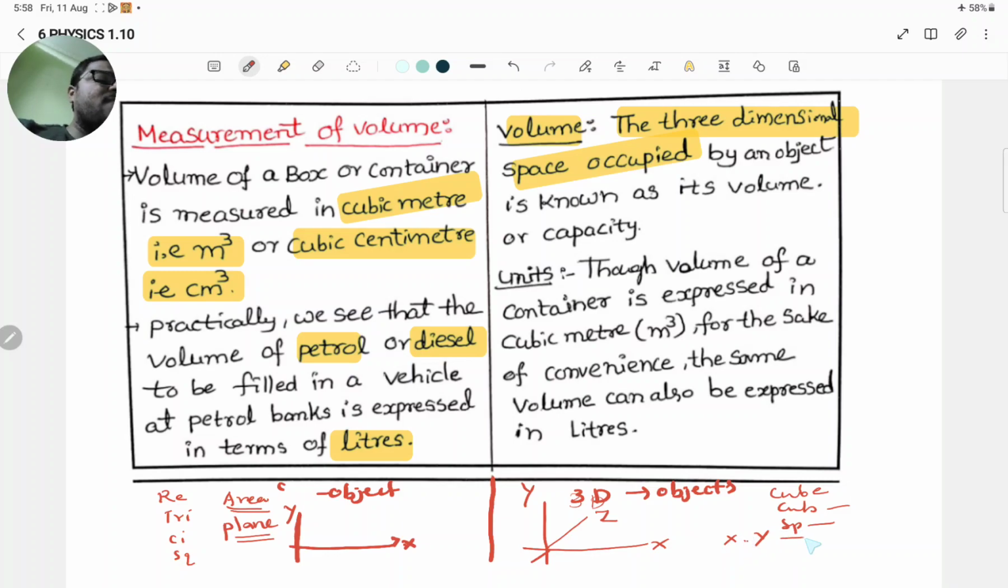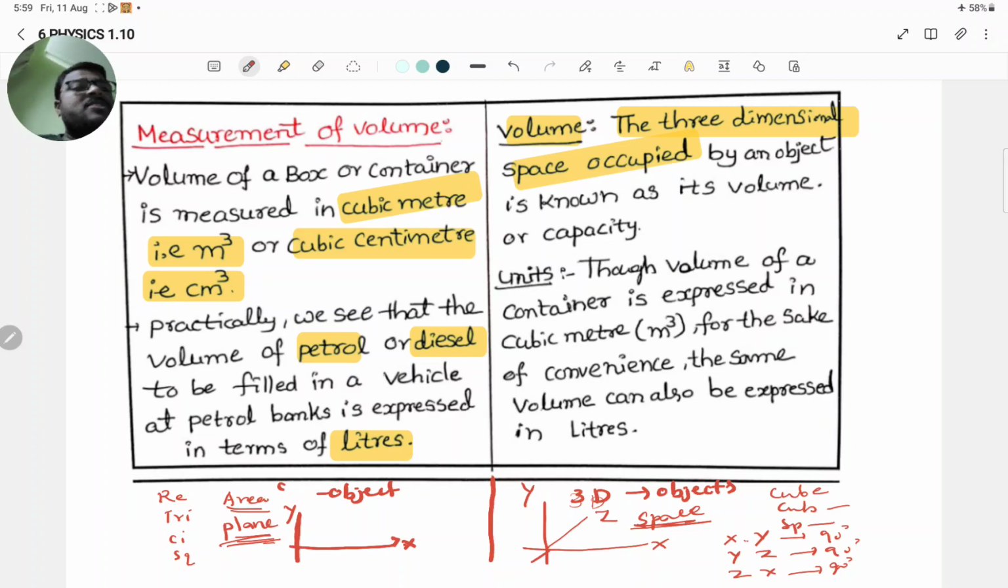The angle between the x axis and y axis is 90 degrees. The angle between y and z is also 90 degrees. The angle between z and x is also 90 degrees. That is why these three axes exist perpendicularly. Here this is three-dimensional. In three-dimensional we measure space. In two-dimensional the word is plane, in three-dimensional the word space is used.